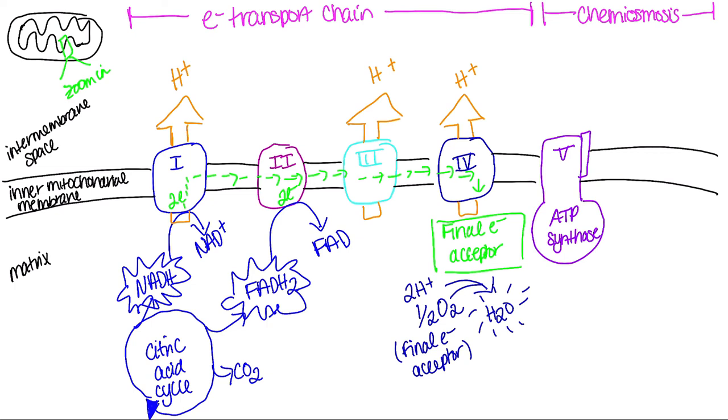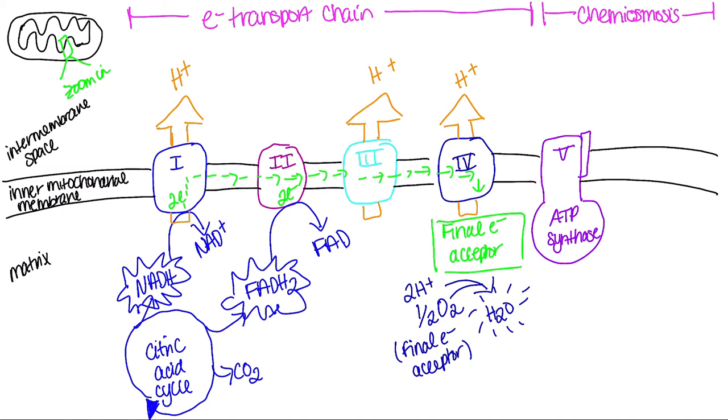And then when the electrons get to complex 4, we then work with the final electron acceptor, which is oxygen, and we make water. And so we call aerobic respiration aerobic or aero because you need oxygen as a final electron acceptor. So now let's focus on the right side of our figure.